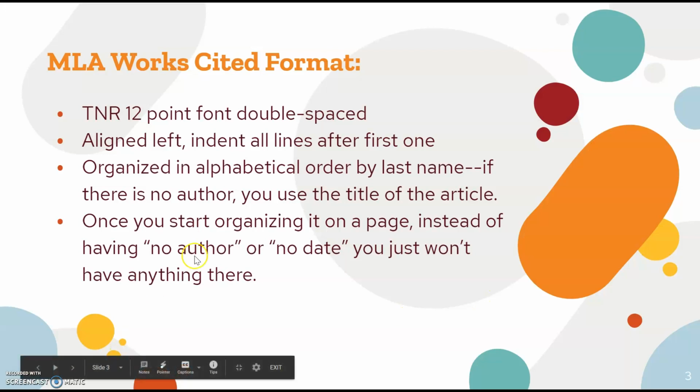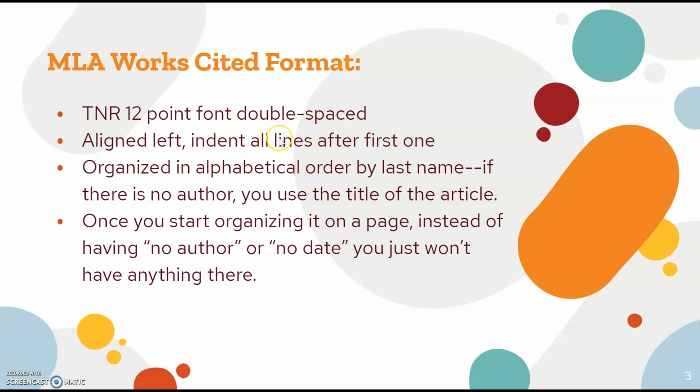So, of course, as I've already talked about, Times New Roman, double spaced, aligned left. So this is where it gets different. In a works cited, instead of being aligned left and then tabbed in first, the first line will stay aligned left. And then if you make a second line in that same citation, then you tab in. It's always organized in alphabetical order by last name. And then if there is no author, you're going to use the title of the article. And then once you start organizing it on a page, if there is no author and no date, you just don't put anything there, which is different from what I did when I was in school.